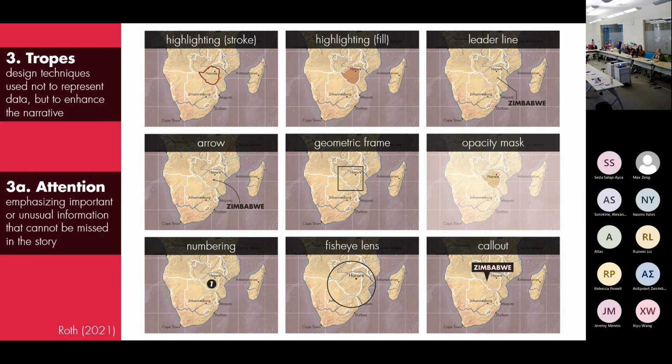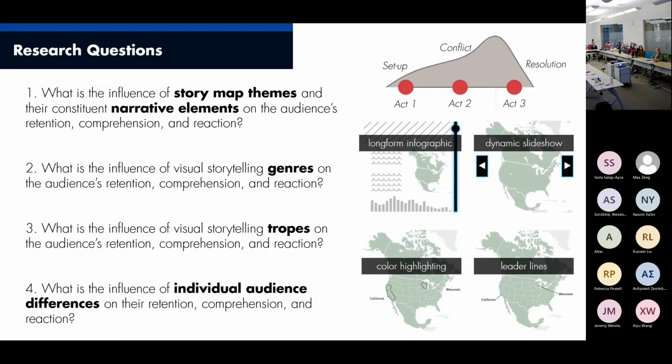We're going to focus today on attention. These are different design techniques that are used, as you're reading this linear story, to highlight, emphasize, and accent key information that you can't miss in the overall story arc. Various different design techniques that maybe we could apply to data, but now we're using them essentially to enhance our narrative. Take it away, Zihan.